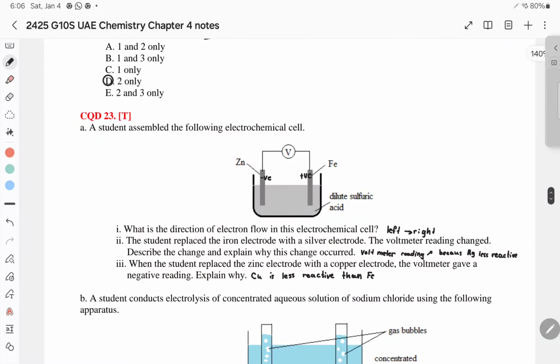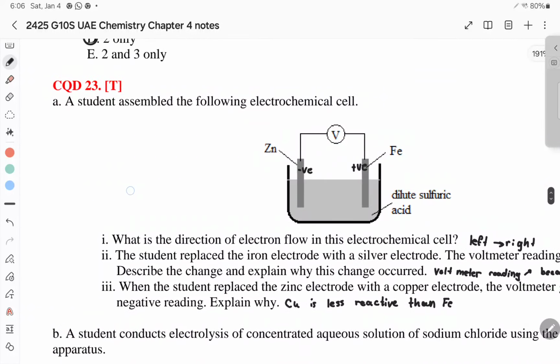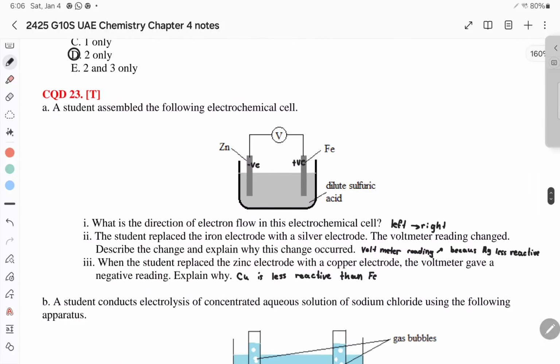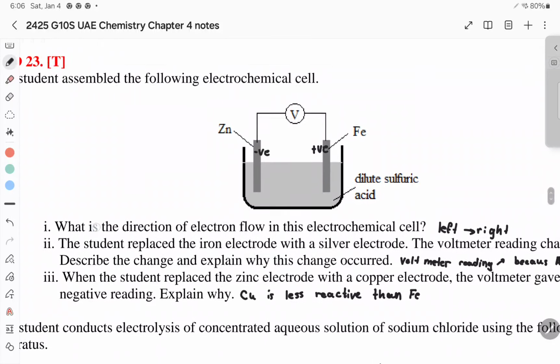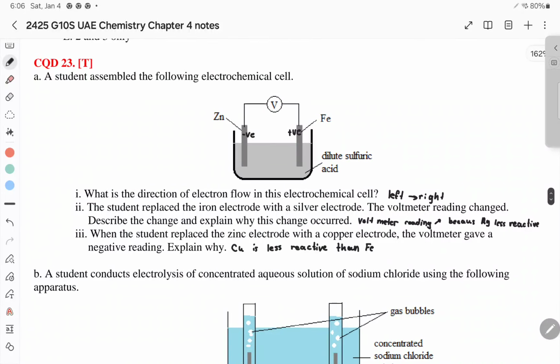Now for question 23. So they're asking us which is the direction of the electron flow in this electrochemical cell. So in this electrochemical cell, it's going to go from the positive to the negative, because that's how electrons flow. And the student replaced the iron electrode with a silver electrode. The voltmeter reading changed. Describe the change and why did this occur. So when you replace iron with silver, the voltmeter reading changed. So we know that the reading increased.